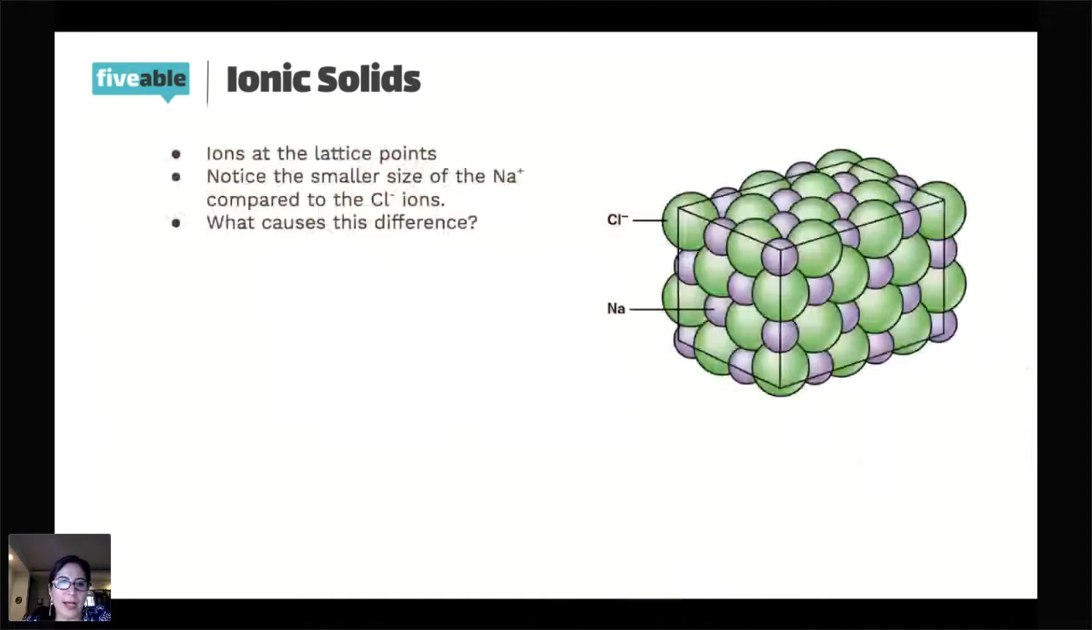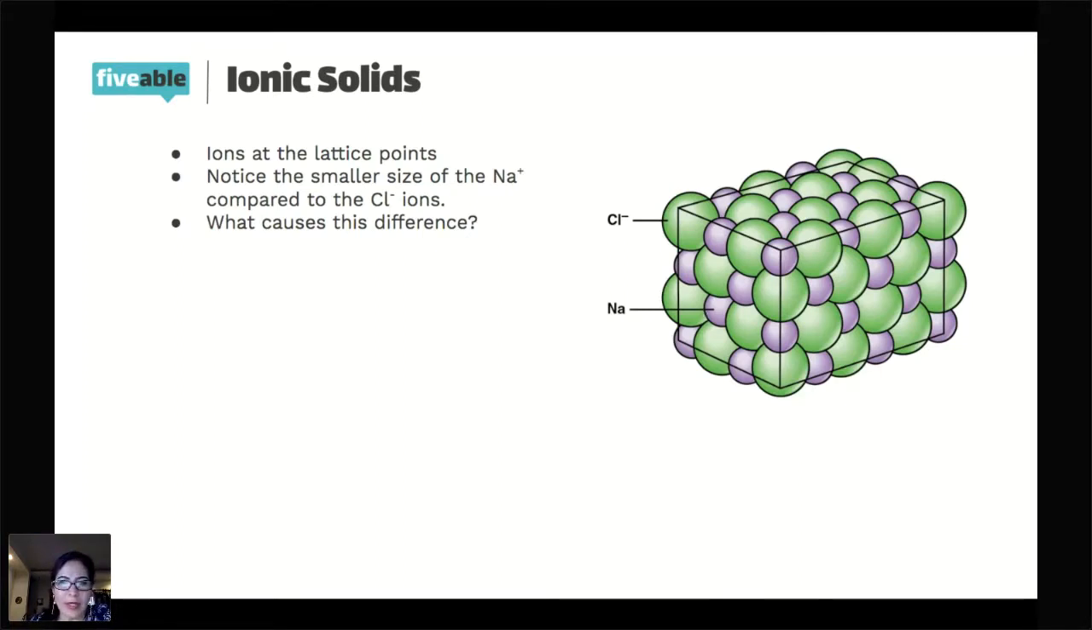Okay, so as we mentioned already, you have ions on the lattice points, and something interesting to notice is the slightly smaller size of the sodium ions. On this diagram, we're missing the plus sign on the sodium. This is a sodium ion, so it must have a +1 charge. Do you notice the difference in size? Do you know what causes this difference?